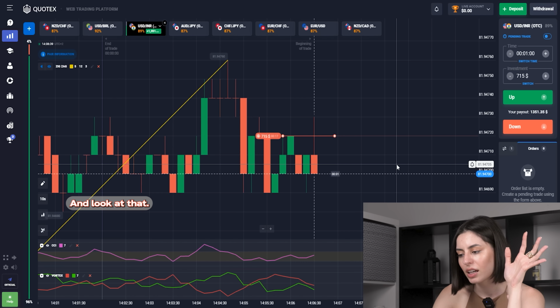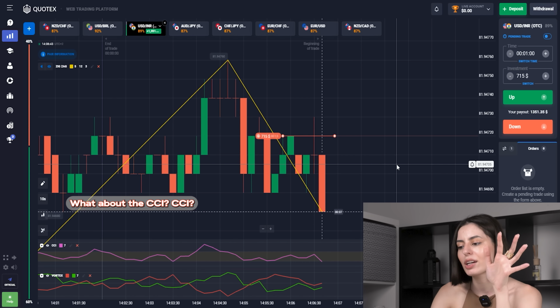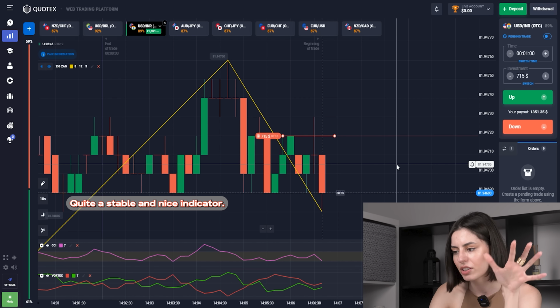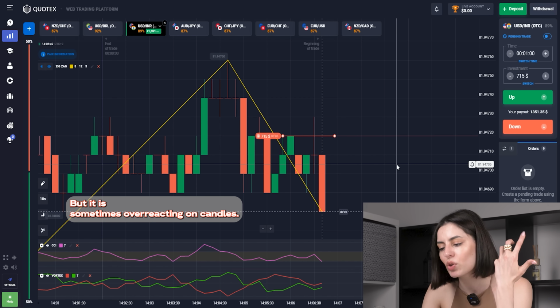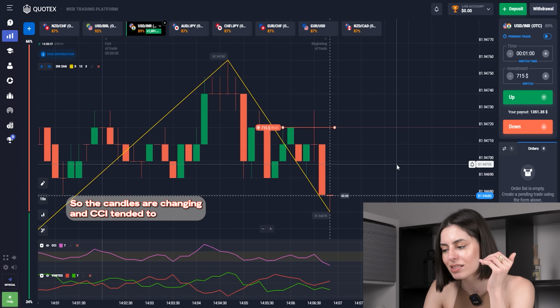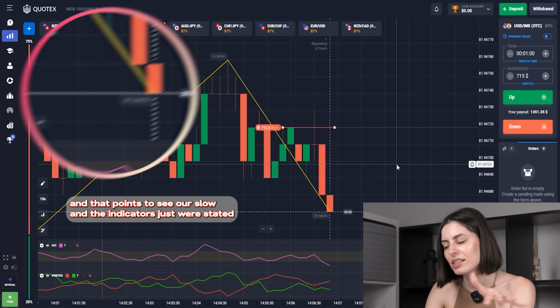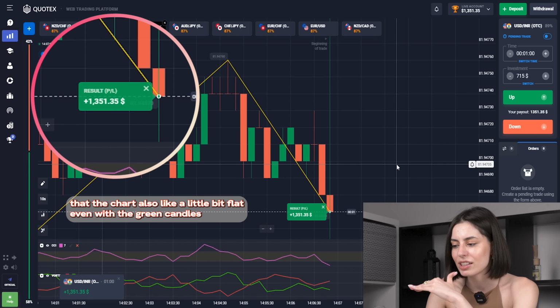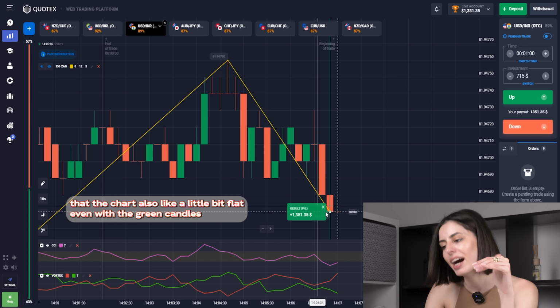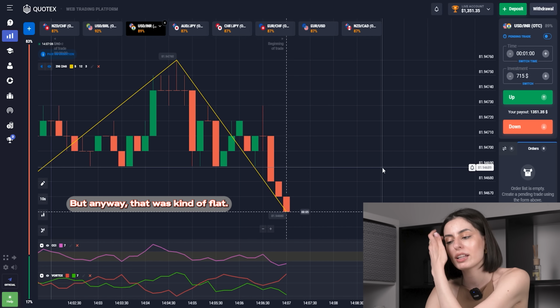And look at that. What about the CCI? CCI, quite a stable and nice indicator, but now the zigzag, thank you. But it is sometimes overreacting on the candles. So the candles are changing and CCI changing too. And at that point, CCI was slow and the indicators just stated that the chart was also a little bit flat, even with the green candles, with the orange long candle. But anyway, that was kind of flat.